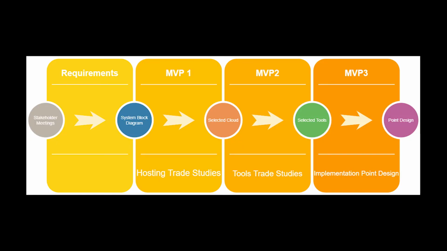Through the creation of our system block diagram, we divided our project into 3 primary MVPs. MVP 1 would be the selection of the cloud environment that the software factory will be hosted on. MVP 2 would be the selection of the system development lifecycle tools that would populate the cloud environment. Finally, MVP 3 would cover the final implementation point design solution.